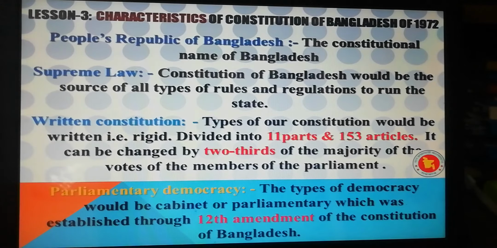Number one, People's Republic of Bangladesh. That means what will be the form of government. We read in lecture number one, there are different forms of government. Constitutional monarchy is one kind of form in democracy, and another form was republic. So Bangladesh follows the People's Republic of Bangladesh. That means where people are powerful, they can decide directly, indirectly, or by their vote who will be the head of state or head of the government. And supreme law, that means the constitution is our supreme law, and main rules and regulations, laws are written here.